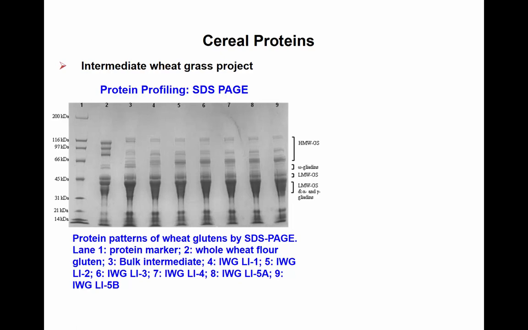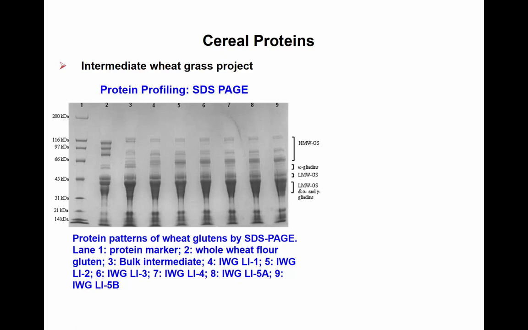This is an example of work being done in our lab currently, and this is intermediate wheatgrass. It's a grass grain, very related to wheat, but it doesn't function as wheat very much. Since it's related to wheat, we extracted the protein to look at how different or similar it is to wheat, and we found that it is similar and different. This is wheat gluten, and this is the gluten extracted from different experimental lines of intermediate wheatgrass. The similarity is that it has quite a bit of gliadins, even more intense than in regular wheat.